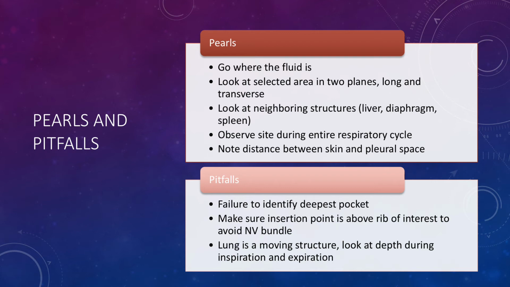You want to observe the site at the end of the respiratory cycle and note the distance between the skin and the pleural space. Pitfalls of this procedure are that you may fail to identify the deepest pocket. You want to make sure that the insertion point is above the rib of interest to avoid the neurovascular bundle. And lung is a moving structure, so make sure you look at the depth for inspiration and expiration.